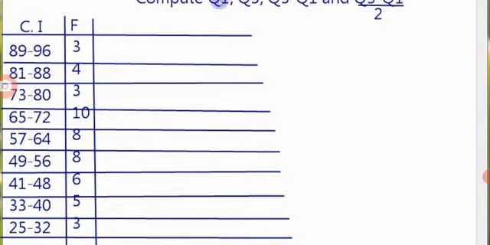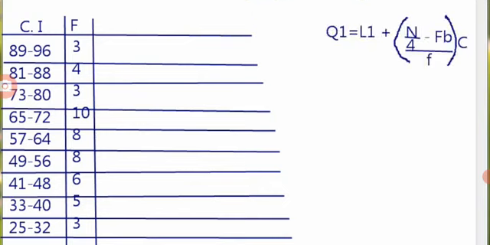We represent it as Q1 before we do all these. So look at the formula for quartile 1, the first quartile. You are given that the first quartile is equal to lower boundary L1 plus N/4 minus FB over F. This capital F and small letter f represent something.